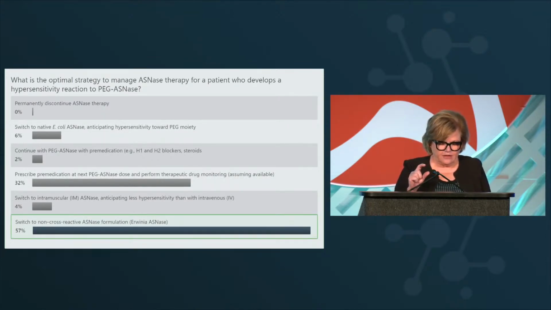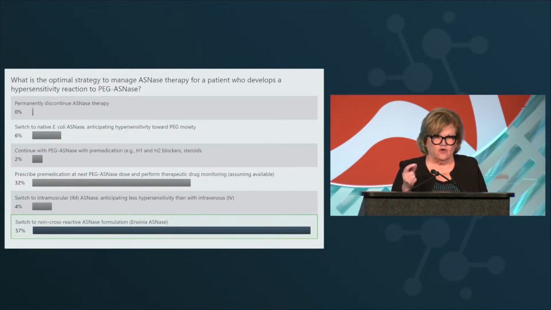Let me tell you about those. If we're going to pre-medicate our patient, we can only do that if we have therapeutic drug monitoring, because you will not be able to pick up when the patient potentially develops silent inactivation. This is what my institution would do: if we know that they still have asparaginase activity, we would pre-medicate them with the subsequent dose, but that's only in the face of therapeutic drug monitoring.